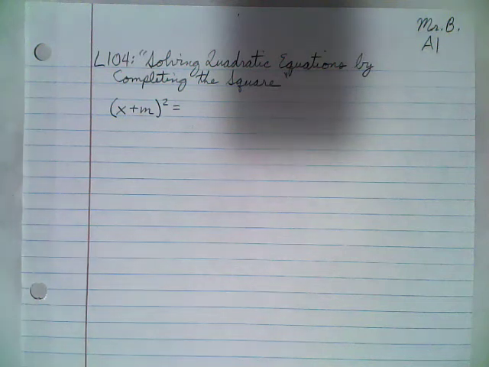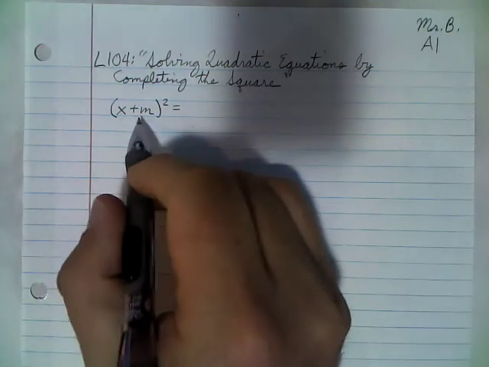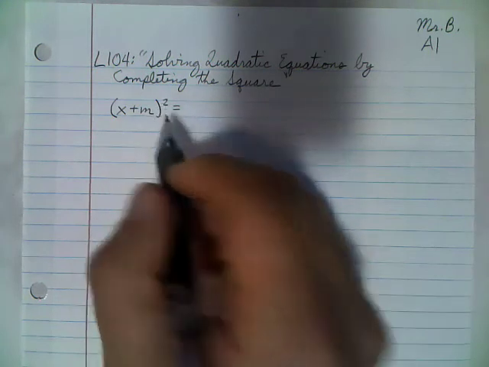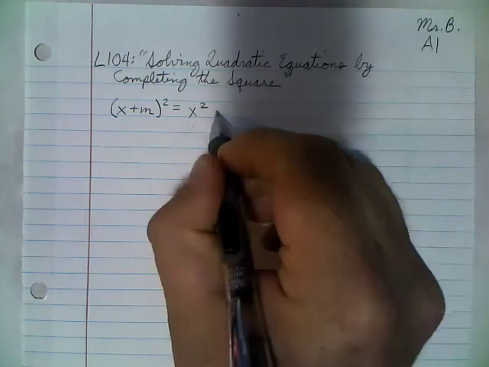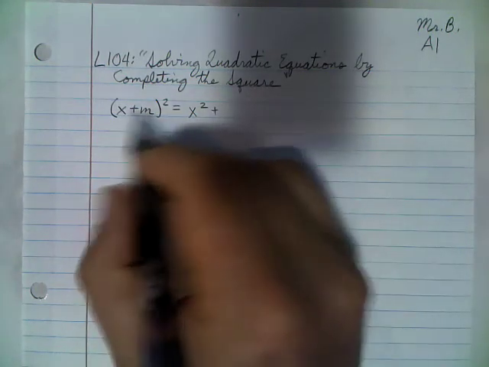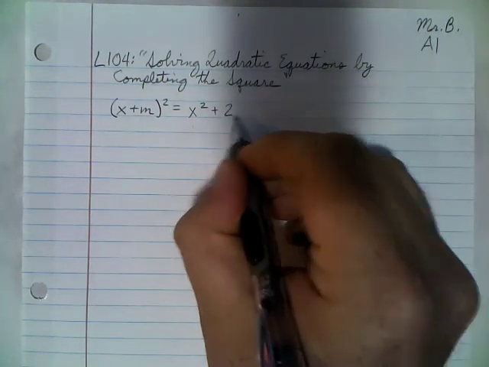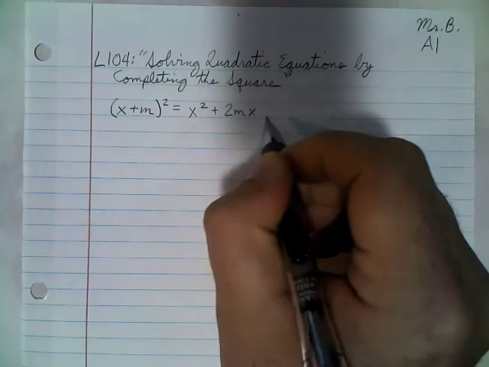This video is over lesson 104, solving quadratic equations by completing the square. So ladies and gentlemen, we've learned that if we have a binomial squared, that equals the first term squared plus double the product plus the second term squared.